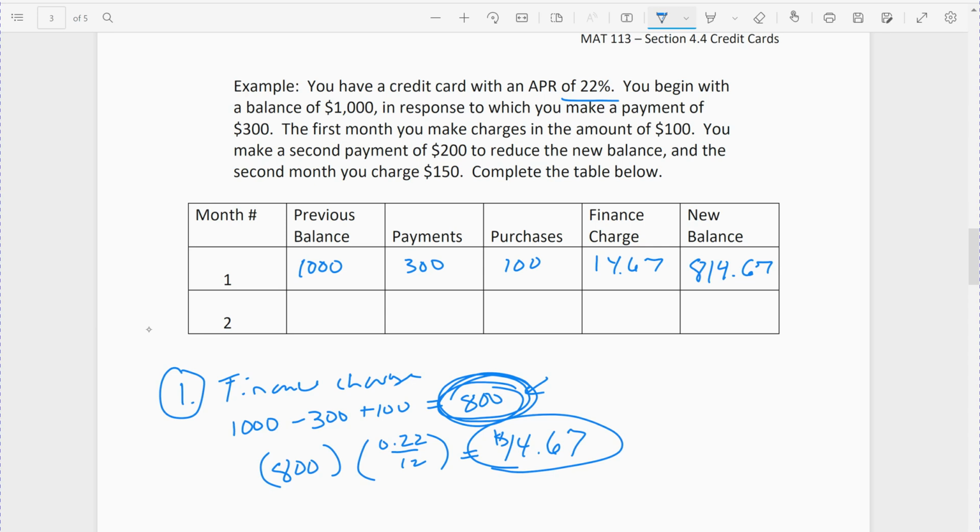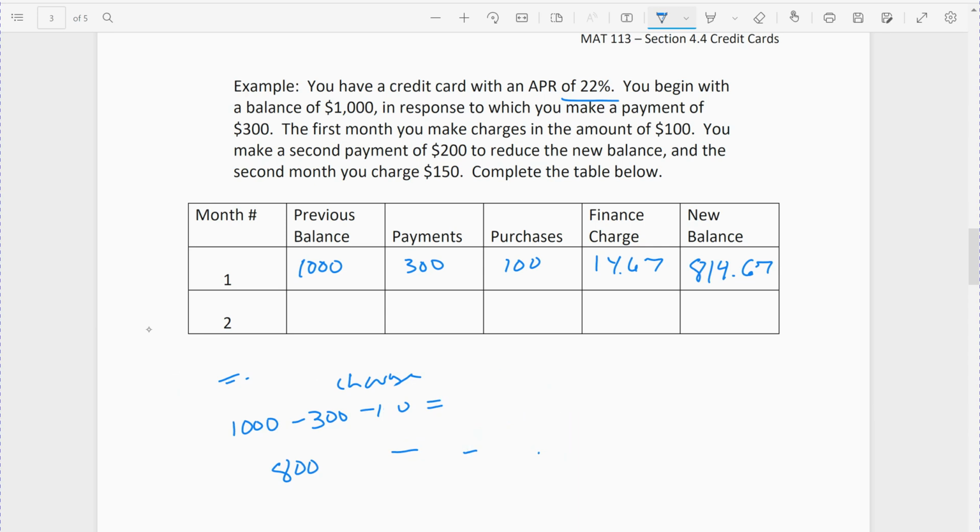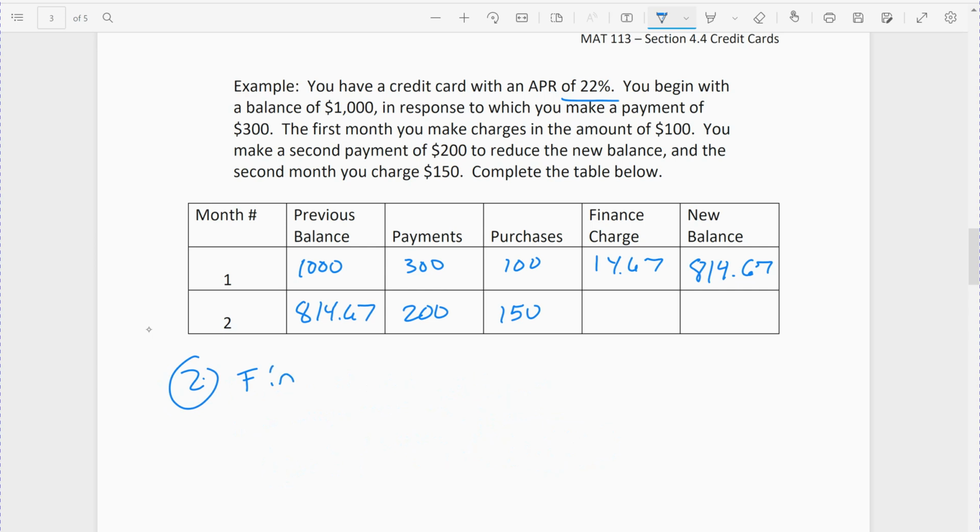The second month, so I'm going to erase this so I have room to do my side work. All right, so second month, your balance was whatever the balance was the previous month, so $814.67. You make a payment of $200, but then you add $150 to your debt. So for the second month, to figure out your finance charge, you have to add up what your balance is. You take the $814.67 minus the $200 payment plus the $150.